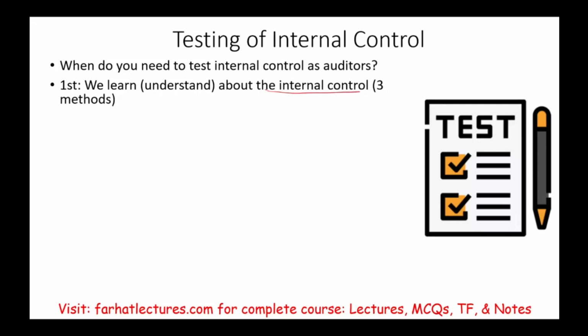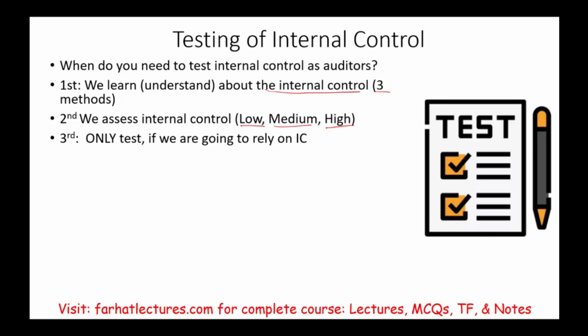And in the prior session, we looked at the three methods to understand internal control, which are narratives, flowchart, and internal control questionnaires. After we learn about the internal control, after we understand internal control, we will assess internal control. And we completed this step also in the prior sessions, where we assess internal control as either low, medium, or high. At this point, after we learn and assess internal control, we determine whether we are going to rely on internal control or not. We will only test internal control if we are going to rely on internal control.